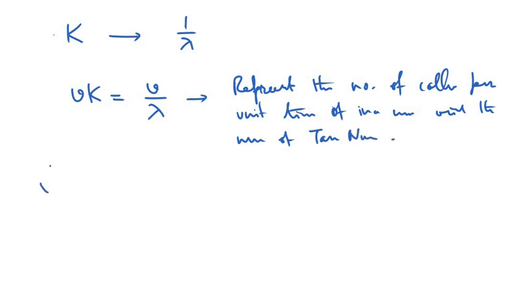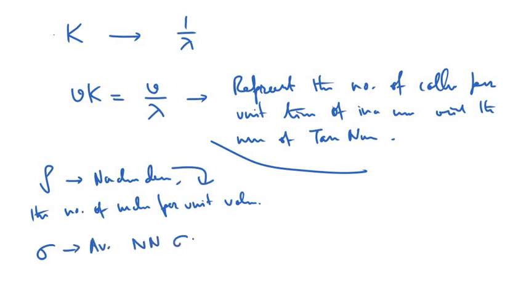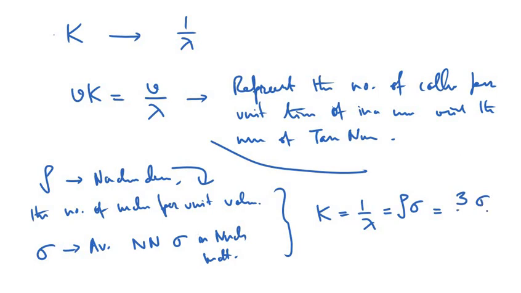Now suppose rho be the nuclear density, then the number of nucleons per unit volume, and so basically this is the target nucleon density. Now I will basically write an expression. So let sigma be the average nucleon cross section in nuclear matter. Then we have from this relation K is equal to 1 by lambda is equal to rho into sigma, and so this is basically 3 sigma by 4 pi R0 cube.